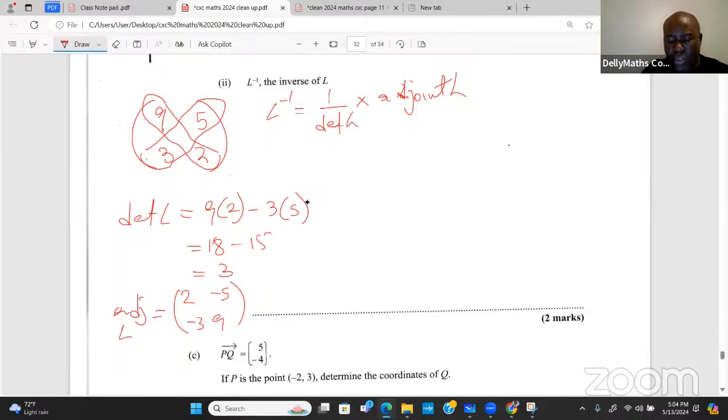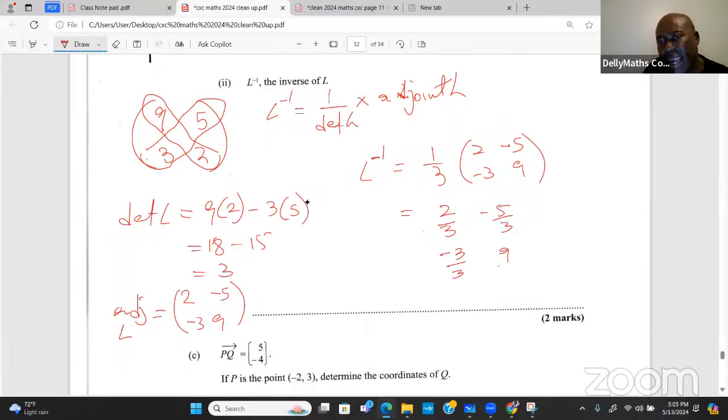All right, so let us just put this to rest once and for all. So then the inverse of L is going to be 1 over 3 times 2, -5, -3, 9. This in itself is already the inverse, but we're going to slide it in. So we're going to get 2 over 3, -5 over 3, -3 over 3 and 9 over 3. I want to break it one more time: 2 over 3, -5 thirds, -1 and 3.